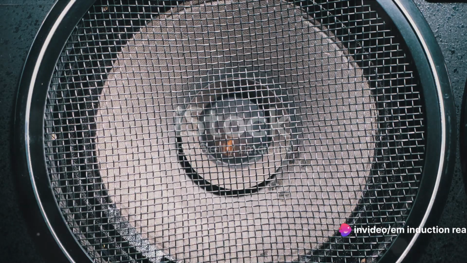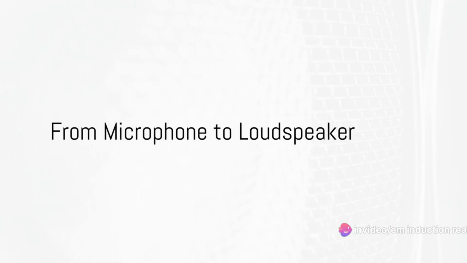This induced current, which mimics the frequency and amplitude of the original sound waves, can then be amplified and output as sound from a loudspeaker. It's through this process that a moving coil microphone converts sound into an electrical signal. Now that we've got our electrical signal, what happens next? Well, we're not quite finished yet.